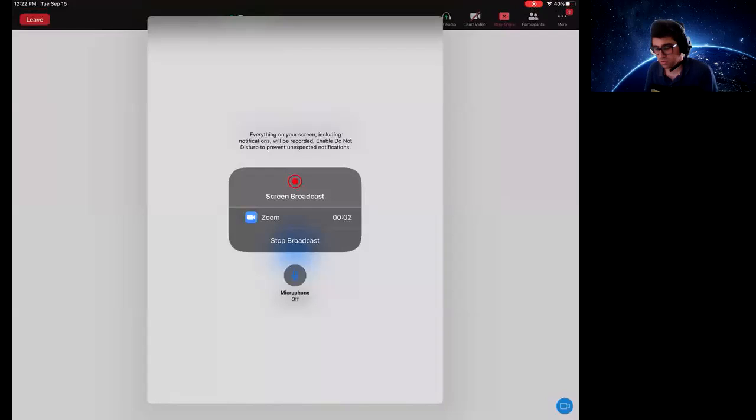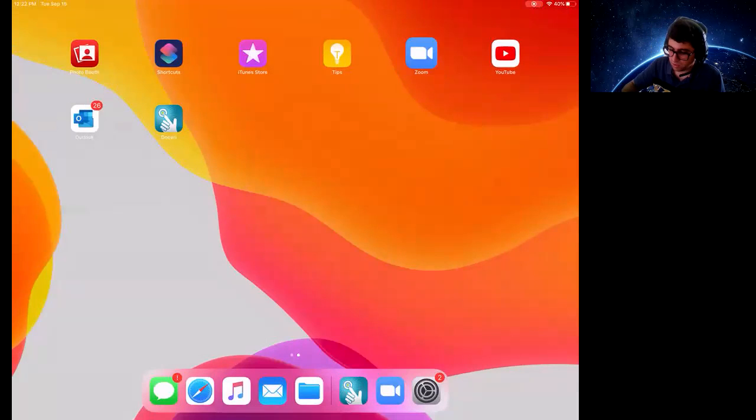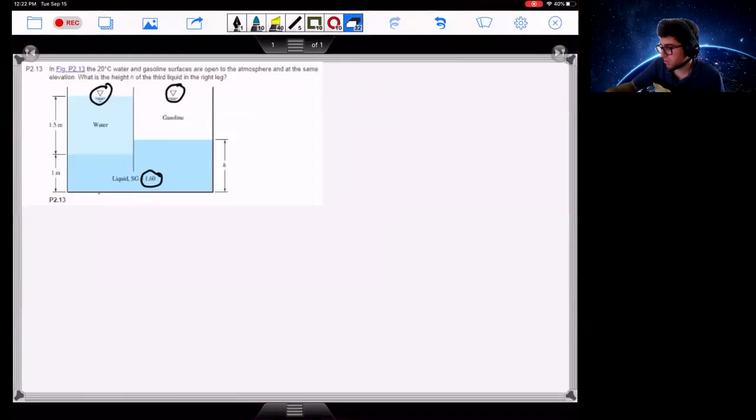I think it disconnected. Let me see if I can. Can you guys see my screen? No. Okay. Give it 2 seconds. Hopefully you can see my screen now. Yes. Okay, great.